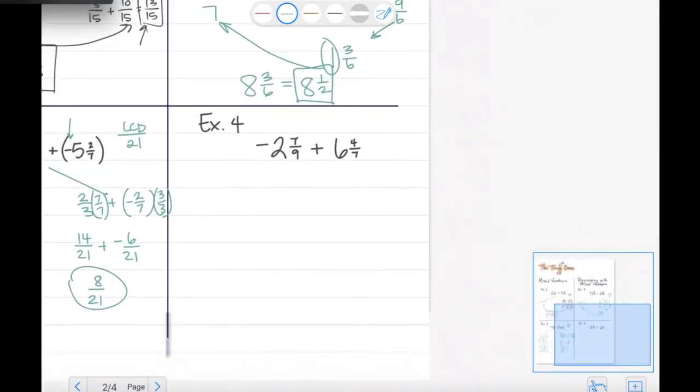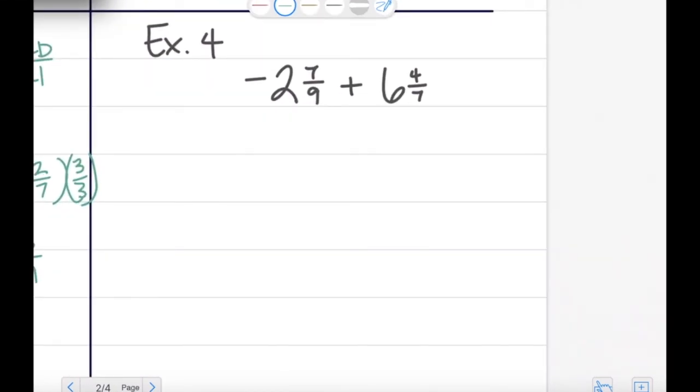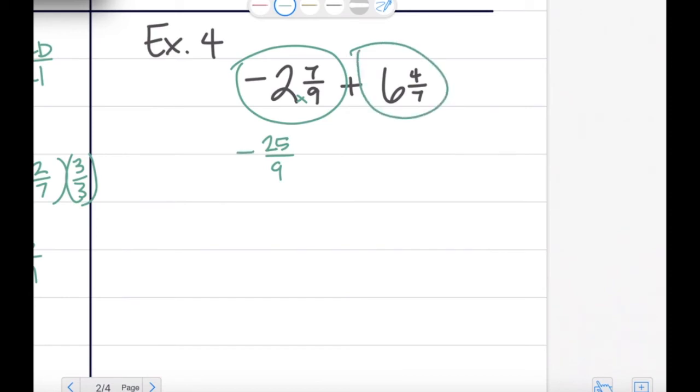And finally, this one is kind of a messy one. You could initially change these mixed numbers into improper fractions. So you could say 2 times 9 is 18, 18 plus 7 is 25. So then you have 25 over 9, or negative 25 over 9. And then 6 times 7 is 42, 42 plus 4 is 46 over 7.